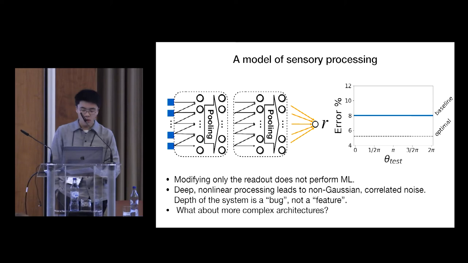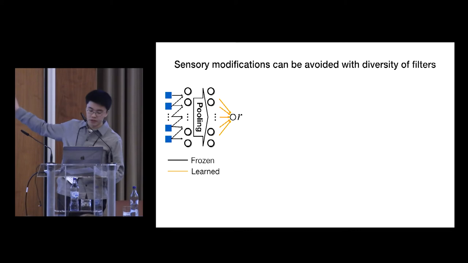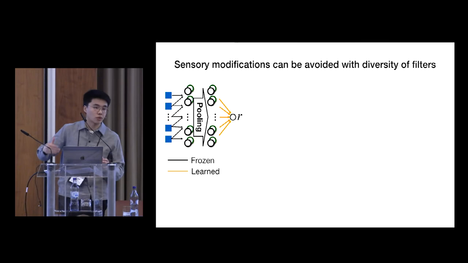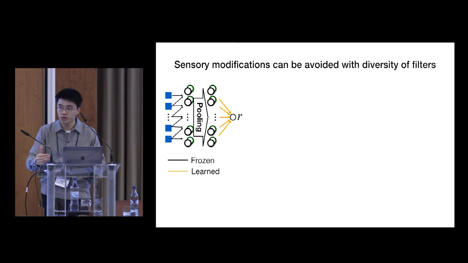Now, what about more complex architectures? Can we find something that can do complicated processing for the other tasks while allowing us to do this simple task without having to modify the processing stage? The idea is quite simple. We have these cells that are using some filter to read from the input. Why don't we add more cells that use some other filter, which we're just going to generate randomly, and they also read from the same input, then they pool their output together. It turns out that if you just keep doing this, adding more types of filters, you can get maximum likelihood by just learning the readout.